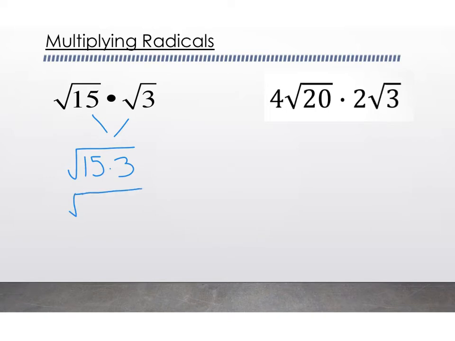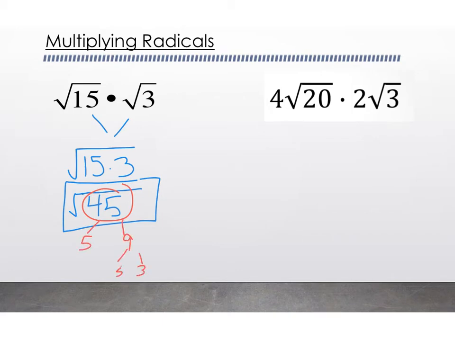15 times 3 becomes 45. And once we got to this stage, it's really from the simplifying expressions video that we're just going to be breaking that down using a factor tree. So if I make a factor tree of 45, I know 5 times 9 is 45, and 9 is 3 times 3. So the square root of 45 becomes the square root of 3 times 3 times 5. And remember, since the index is 2, it's a square root, for every pair we can pull out one of them. So the final answer would be 3 square roots of 5.